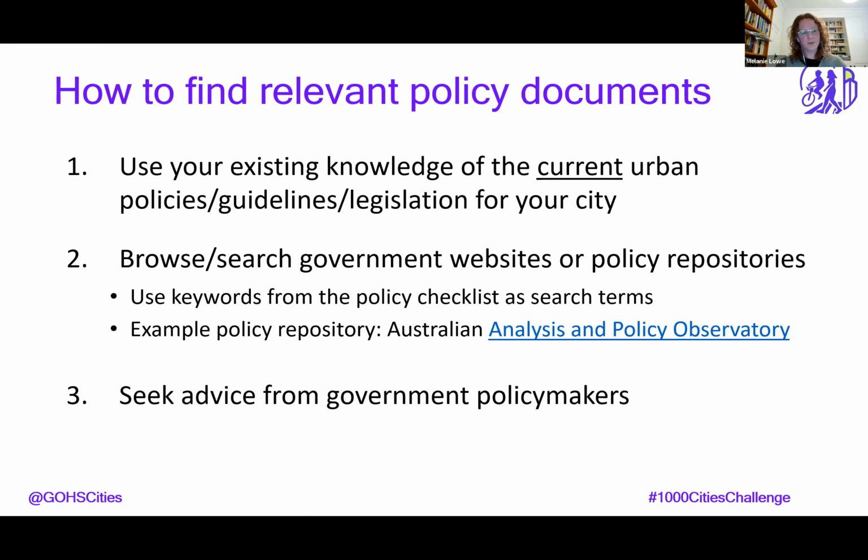Another complementary approach, to check that you haven't missed anything that might be out there, is to browse through government websites, but also maybe do some more targeted searching of government websites or indeed policy repositories. And particularly when you're searching government websites, a key tip is to use keywords from the policy checklist and relevant synonyms for your city and language context as the search terms.